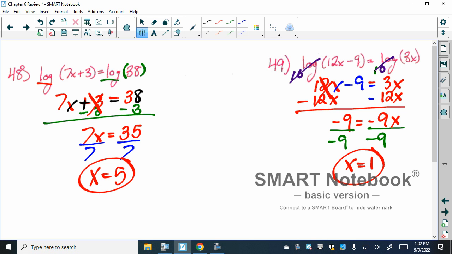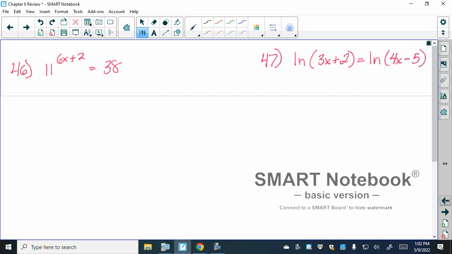So all you do on the ones above it, so here, if I put e to both sides, e to the ln is gone, leaving us with 3x plus 2. Here, e to the ln gone, 4x plus 5.